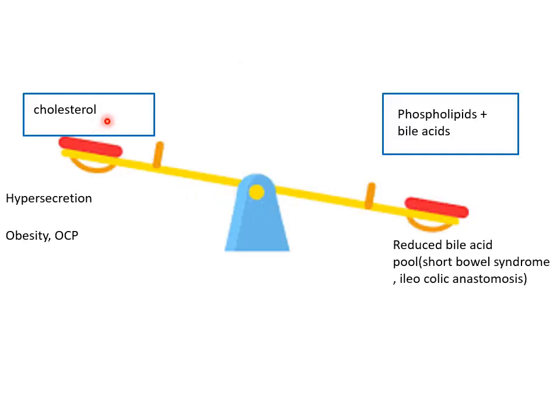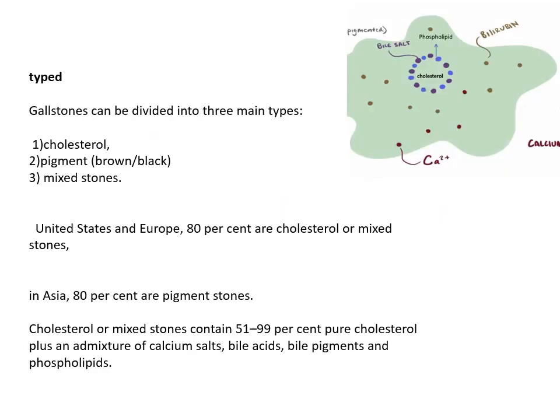As I told you, cholesterol, phospholipids, where do you get hypersecretion, in obesity and oral contraceptive pills, reduced bile acid pool in your short bowel syndrome or in your ileocolic anastomosis. For some reason, you have taken the ileum and anastomosed it to the colon. The ileocecal valve is obviously not there. So the ileal transit will be very shortened, and where your bile is absorbed, that time will be shortened. So your bile acid pool will come down in those situations.